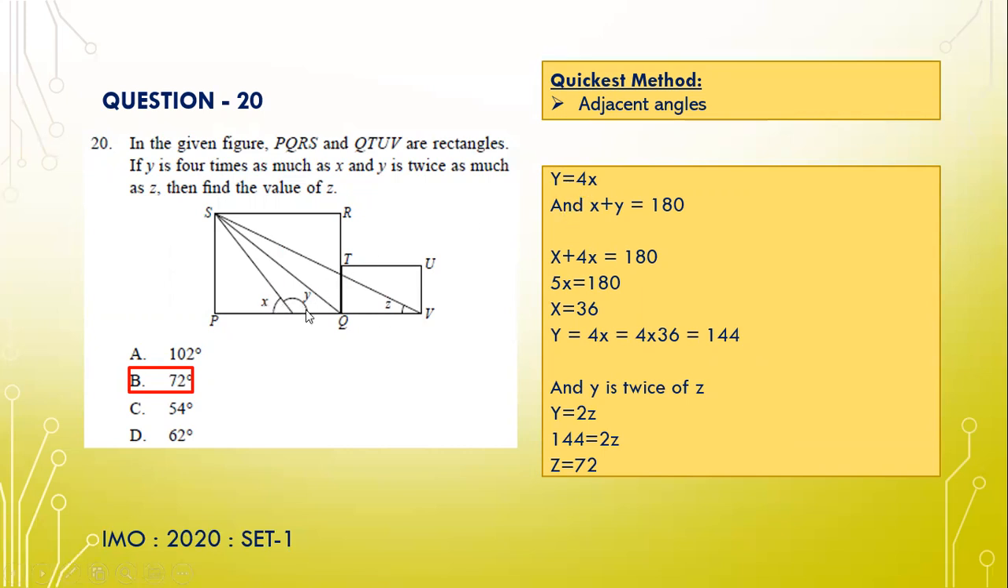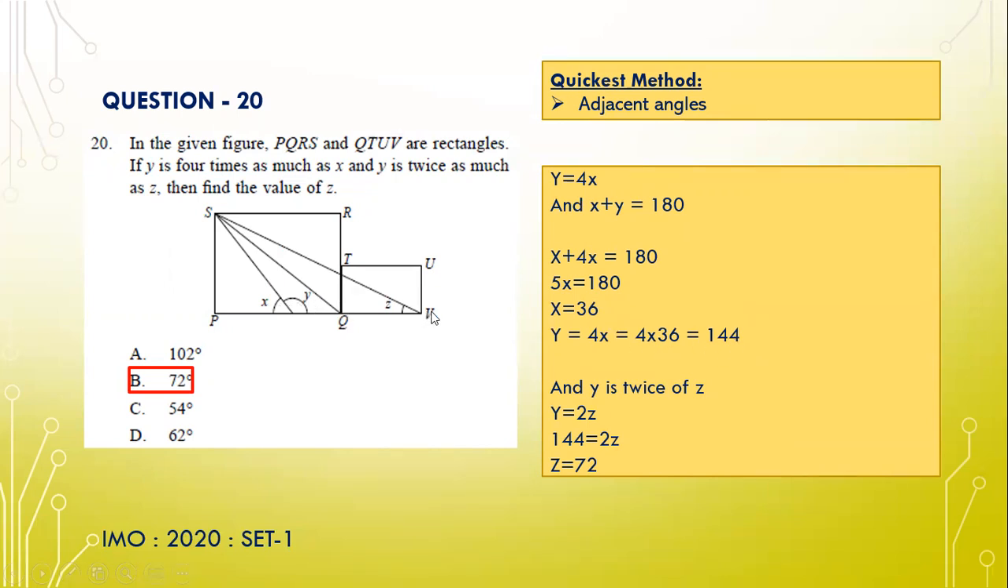And x plus y is 180 because they are adjacent angles on a straight line, and the sum of adjacent angles is 180. So x plus y is 180. And what is y? Y is 4x. So x plus 4x is 180. So 5x is 180. So what is x? X is 36. 180 upon 5 is 36. And y is 4x. So 4 into 36 is 144.